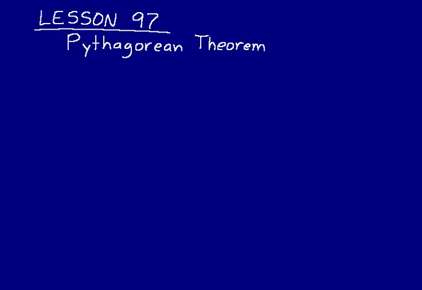Lesson 97 is about the Pythagorean theorem. But first, let's start with a little bit of a review of angles and triangles. Now an angle, we define an angle as being formed by two half lines. That means an endpoint, and then it continues on in one direction forever.